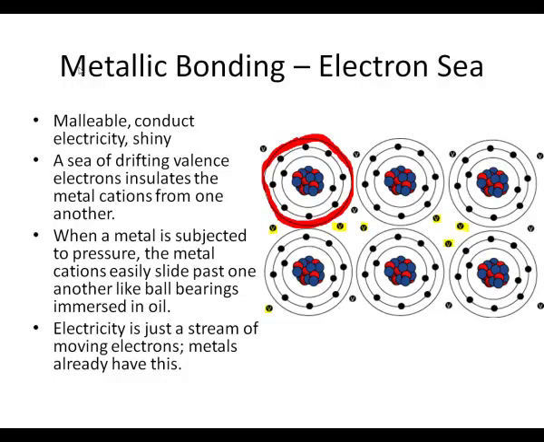Lastly, electricity is just a stream of moving electrons, and metals are already set up for this. The electrons are already freely moving through the metal, so it's very easy for them to conduct electricity.